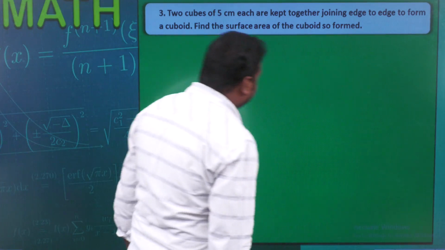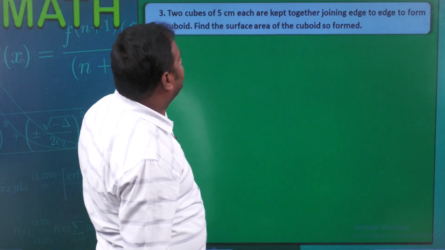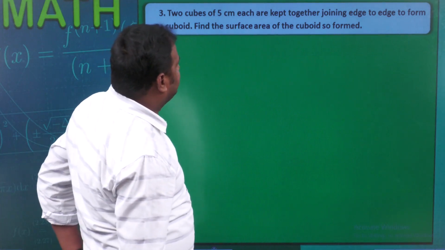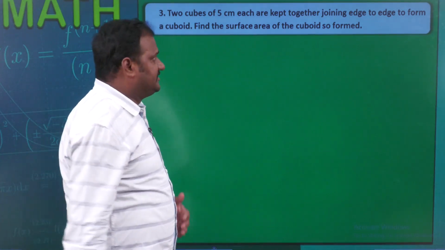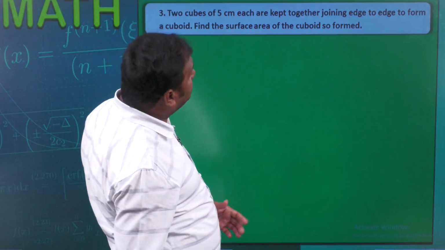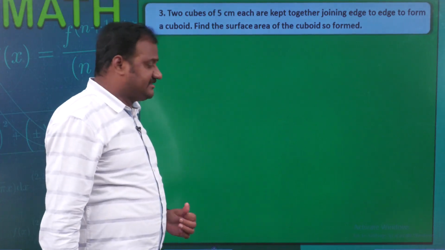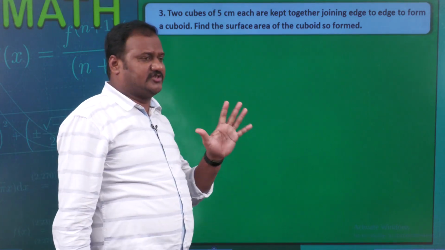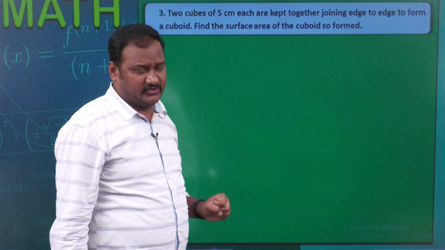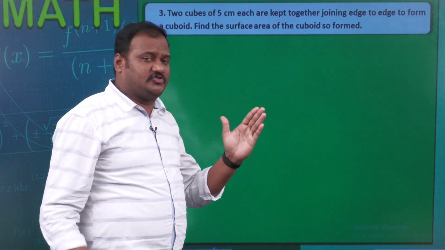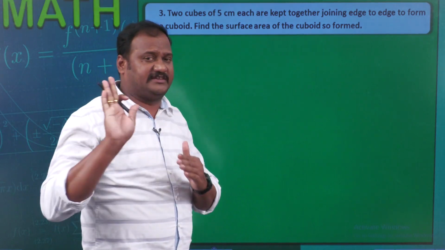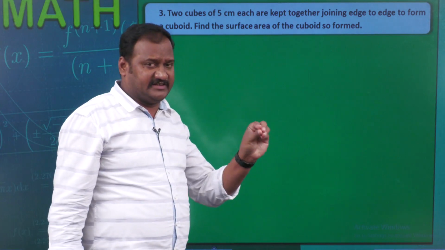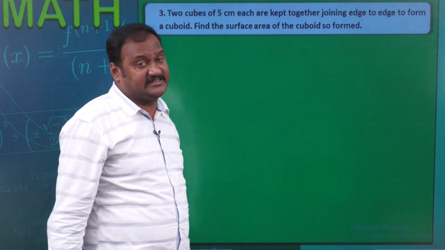Moving on to the next problem. 2 cubes of 5 centimeters each are kept together, joining edge to edge to form a cuboid. 2 cubes of 5 centimeters each is nothing but the edge is equal to 5 centimeters. We already discussed this kind of problem in 1 mark problems. You can see totally 6 faces of a cube, but when a cube is joined to another cube, then one face will not be seen. So then you can see only 5 faces here. So totally there are 10 faces that you can see.